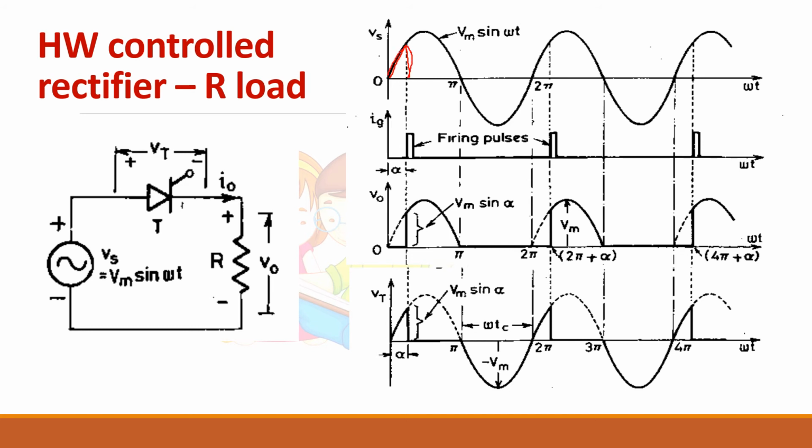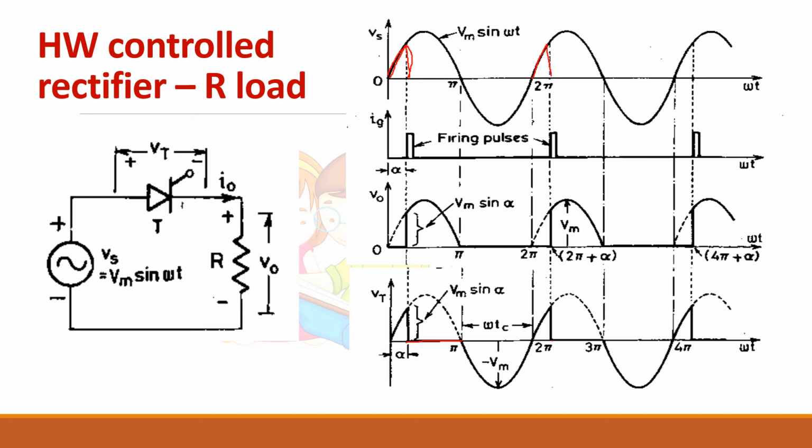Okay. So here, when it is conducting, from alpha to pi it is conducting, so it is equal to 0. Then again from pi to 2 pi it is not conducting, so it should follow the input voltage waveform. Again till 2 pi plus alpha it will not conduct, so the cycle repeats. This portion will come. Okay.